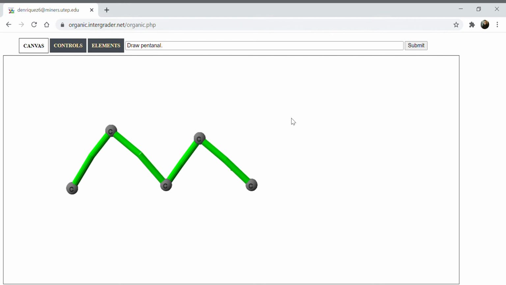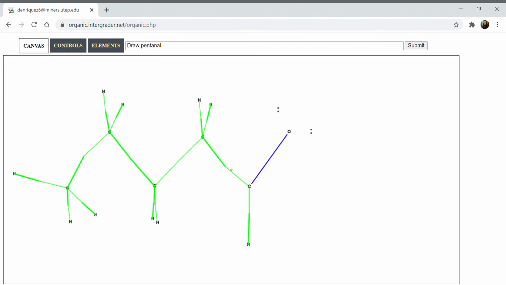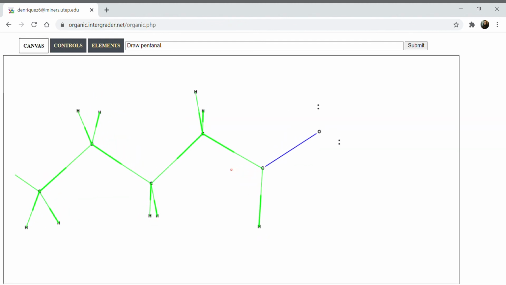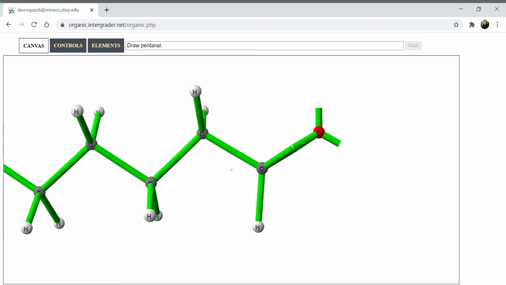Pentanal, so this one's pretty easy. The aldehydes are probably the easiest. So you get your 5 chain, double bonded oxygen, add your hydrogens, and that's it. The aldehydes are easier because you don't have to do anything with the numbering scheme or anything, unless you have methyls attached.